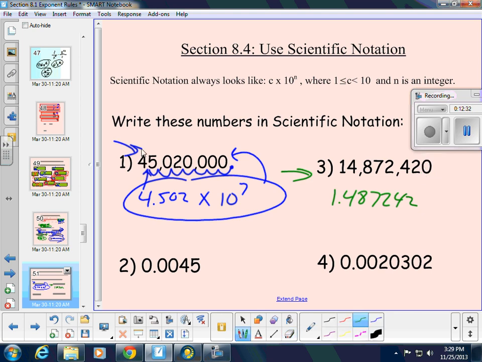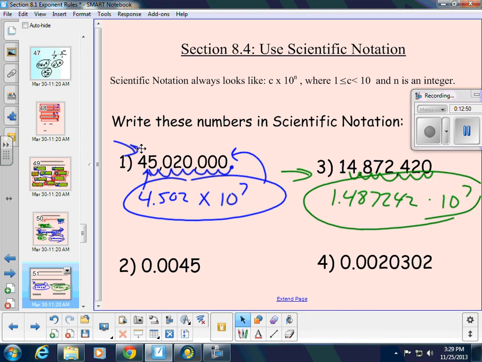So all of that times 10 to the, well, what power are we talking about here? Well, again, how many times did I have to move the decimal to get it to the spot that I placed it in, between the 1 and the 4? Well, again, this one also had to move 7 times. So 1.487242 times 10 to the 7th power.